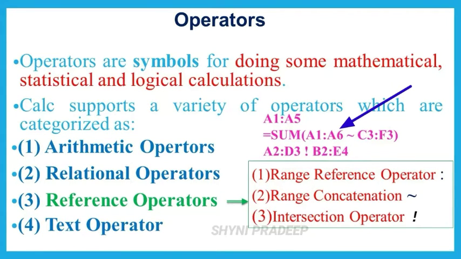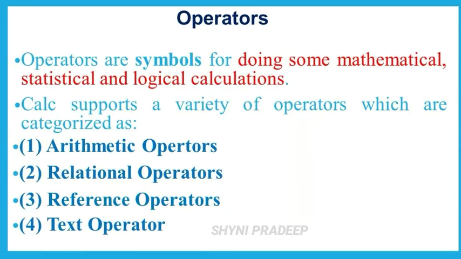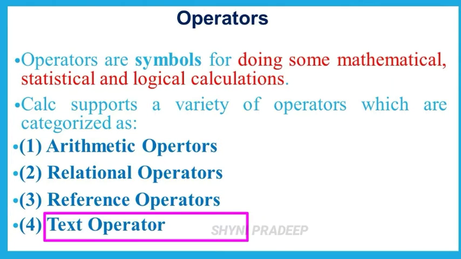The exclamation operator is used as the intersection operator in OpenOffice Calc. This operator is used to join two sets of groups. It is very similar to the range concatenation operator. If you want to join two groups, which means A2 to D3 and B2 to E4, you can use this intersection operator.